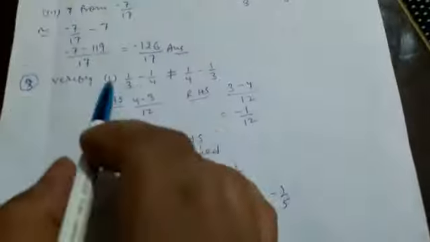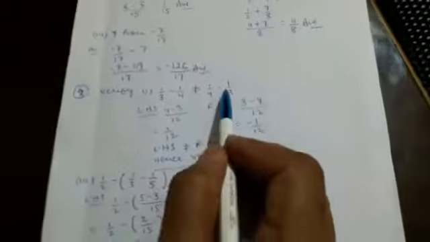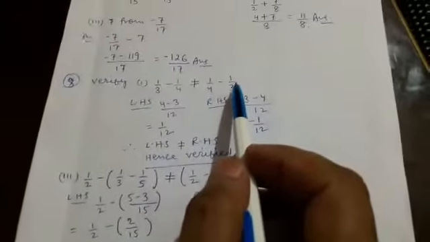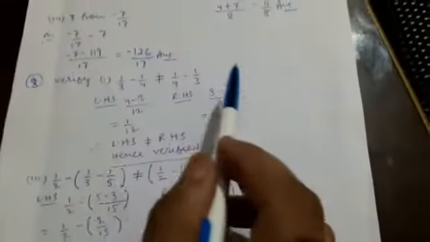Now question number 8, verify. 1 by 3 minus 1 by 4 is not equal to 1 by 4 minus 1 by 3. Dear students, one thing I would like to explain to you: the commutative property is applicable only to addition and multiplication. Subtraction and division is not applicable. Let us see why. Because if you subtract in any order, their answers will not be equal.